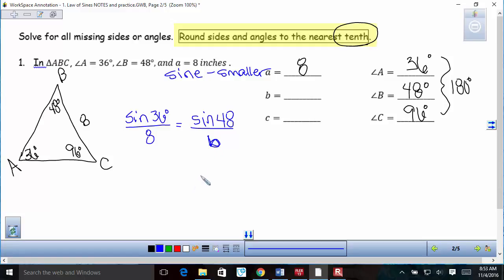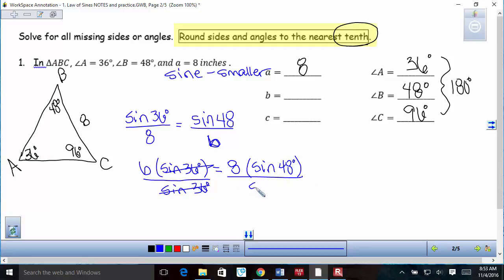All right, let's cross multiply. B times sine 36 is B sine 36. 8 times sine 48 is 8 sine 48. We're going to solve for B, so we need to divide by sine 36, right? The more you do this, the less you have to write it all out. Some of you can already see it without writing it, and that's okay.